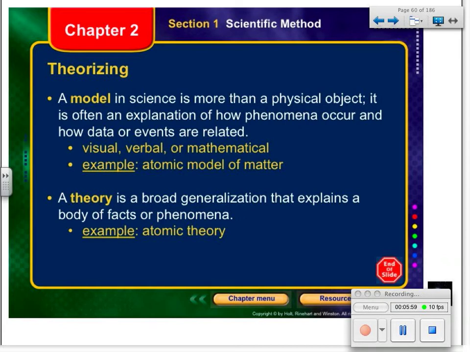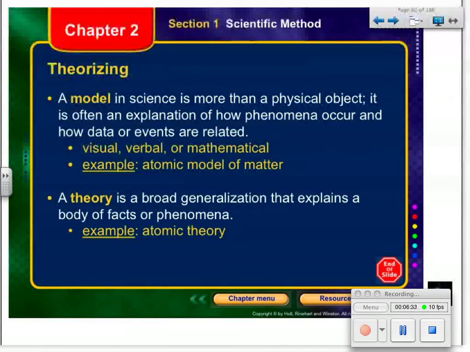Theorizing. A model in science is more than just a physical object. It is often an explanation of how phenomena occur and how data or events are related. A model can be just as simple as an explanation on a piece of paper. In fact, your book is one fat model of chemistry. In many different pictures and many different texts, it's a model of chemistry. It's usually visual, verbal, or mathematical. An example would be the atomic model of matter.